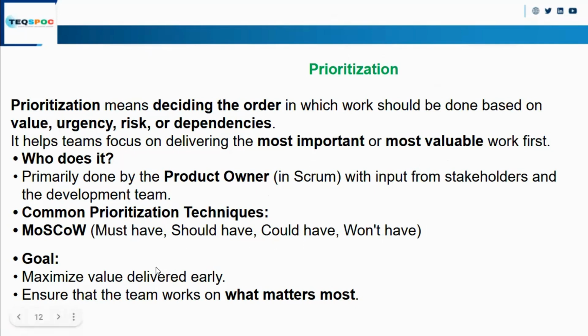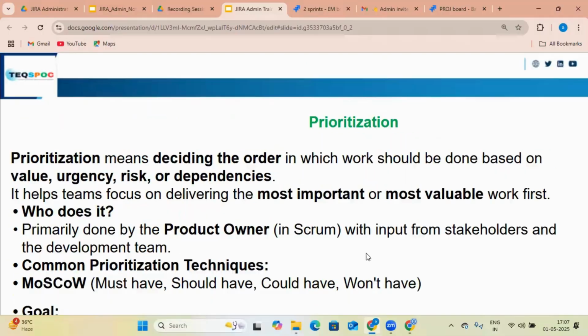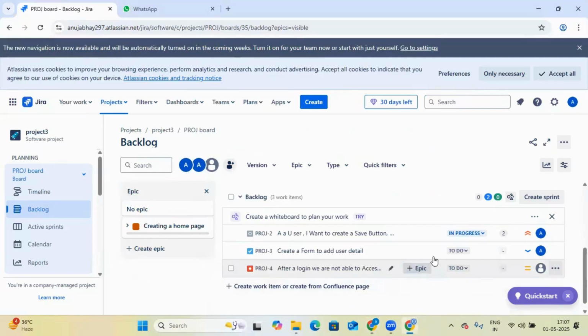We will not go into detail on MoSCoW. This is basically done by the Scrum Master and product owner. Okay. And with the help of the developers, the prioritization and story points are given to the respective user stories. So what is the goal of prioritization? With the help of prioritization, we will maximize the value of delivery earlier and ensure that the team works on what matters the most. Okay. So here we have seen this thing.